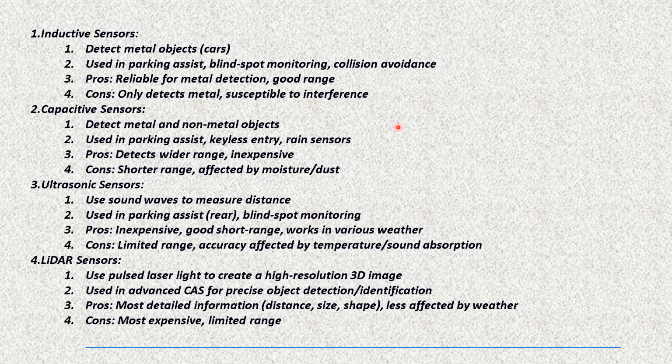Then we have capacitive sensors. These can detect metal as well as non-metals, but the problem is they are short range and they get affected by dust and moisture. The third type is the ultrasonic sensor. These use sound waves to measure distance, but their accuracy is affected by temperature and sound absorption. But they are cheap, they have a short range, and they work in various weather conditions. And at the end we have the lidar sensor. These use light pulses to create a high resolution 3D image. They are very expensive and they have a limited range too.